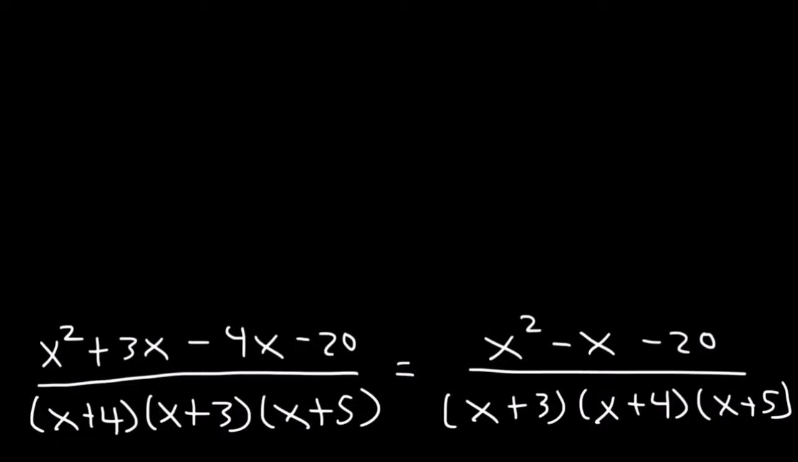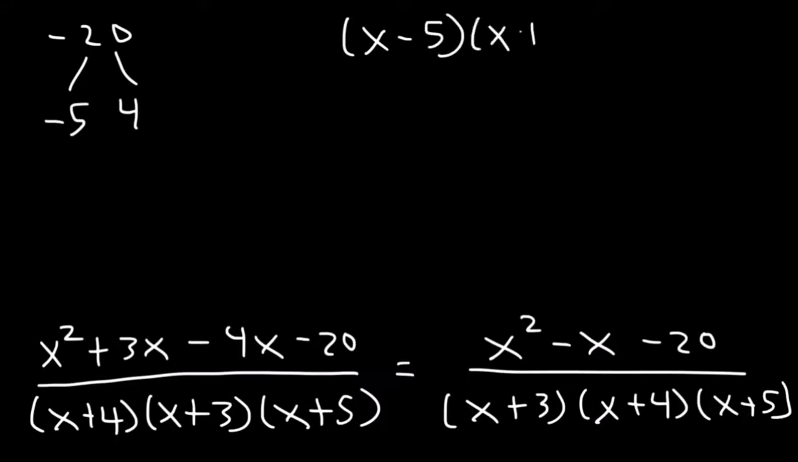Now, is there anything else that we can do at this point? Can we factor x squared minus x minus 20? What two numbers multiply to negative 20 but add to negative 1? This is negative 5 and plus 4. Negative 5 plus 4 is negative 1, but they multiply to negative 20. So we can factor as x minus 5 times x plus 4.